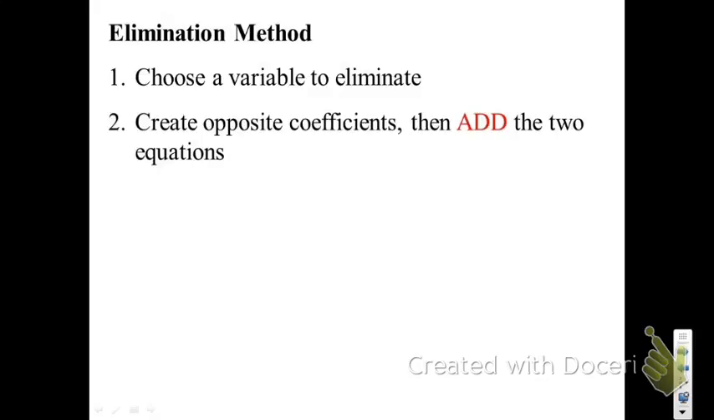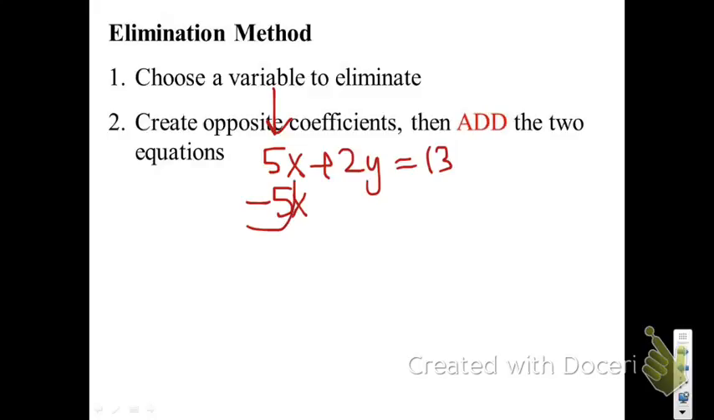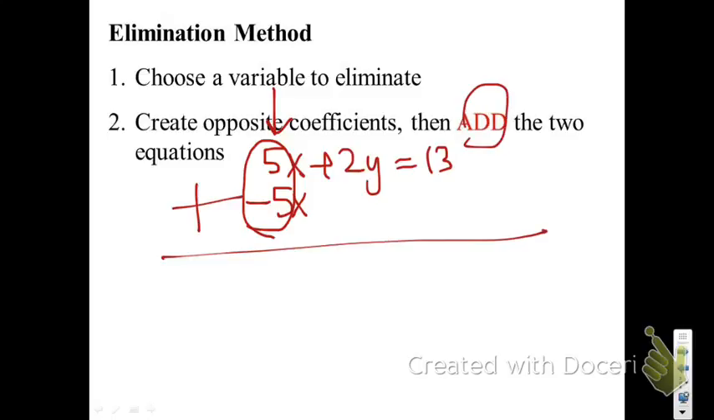Elimination is one process used to solve systems of equations. Your first step in using the elimination method is to choose a variable to eliminate. So if the variables in your equations are x and y, then you would choose to eliminate either x or y, and we eliminate them by creating opposite coefficients. For example, if you have 5x plus 2y equals 13 in one equation, and you're looking at eliminating the x's, you need to create a negative 5x so that these two numbers, the numbers in front of the variable known as coefficients, are opposites. Once that occurs, then you can add the two equations.